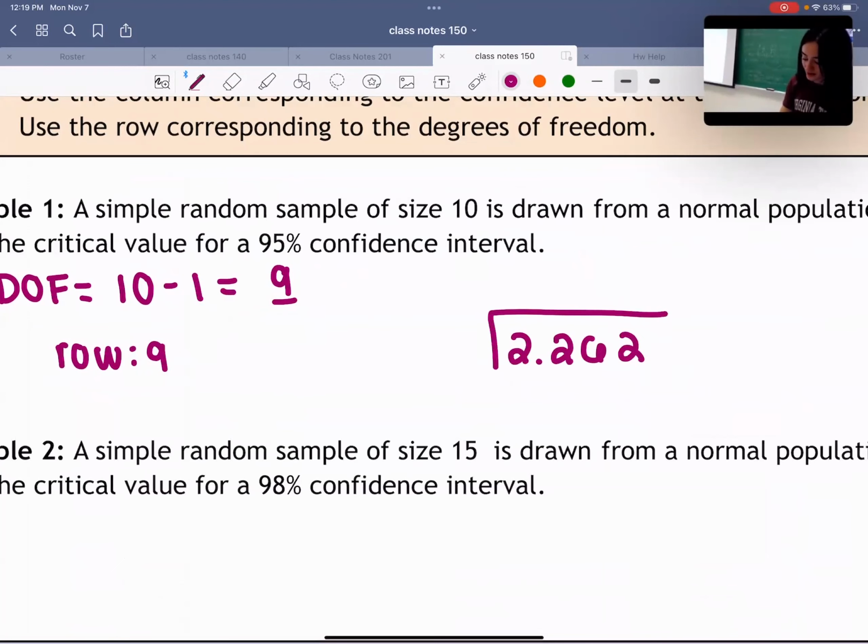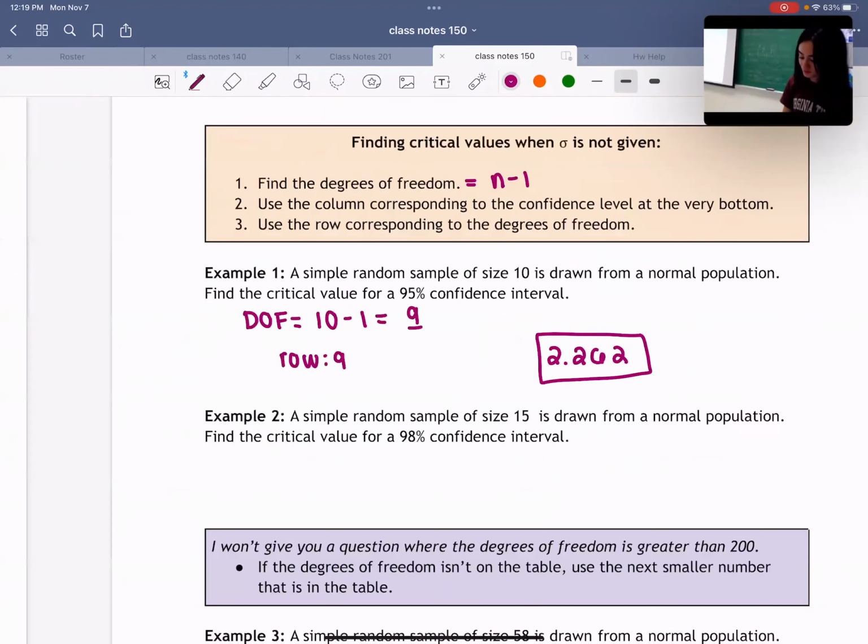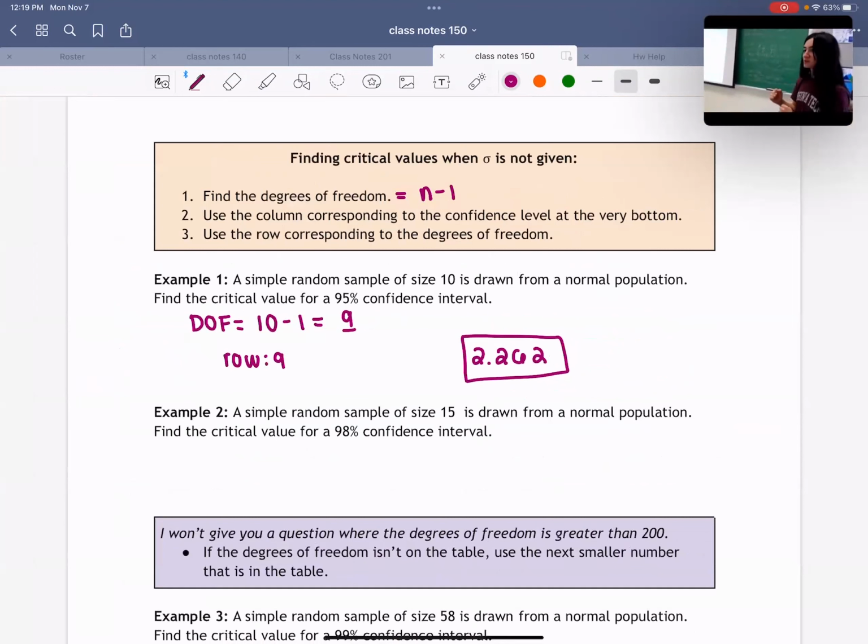2.262 is my critical value. All right, any questions on the example? The chart isn't that bad, I promise. I'm going to give you about 1 minute to try example 2, just so you're thinking about the chart, and we'll come back in a tiny bit.